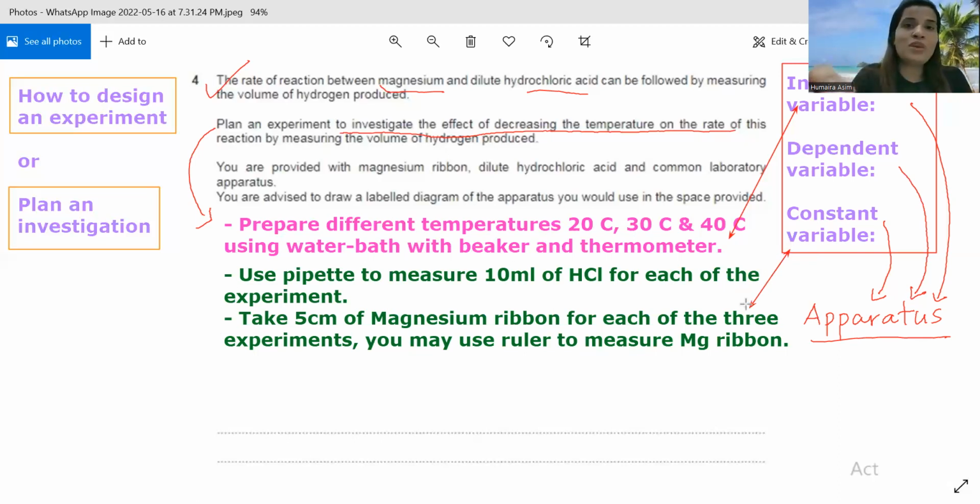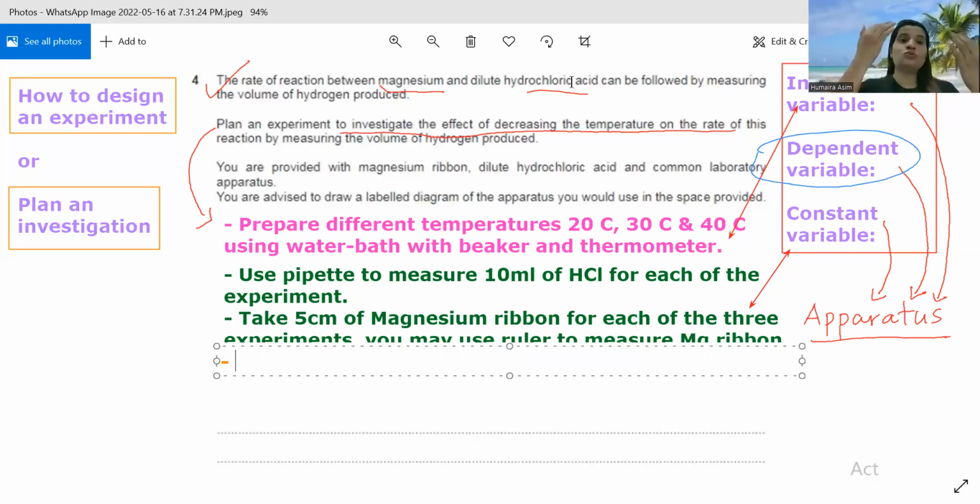Now, my main point is the dependent variable. I know one of the products is gas, right? So what can I use? A measuring cylinder, yes, that can also be used, or a gas syringe, right? That is usually the most common apparatus that we use. Okay, let me put it up here.